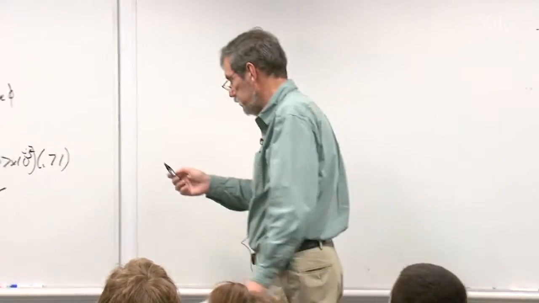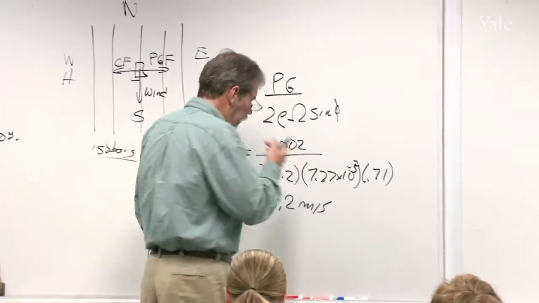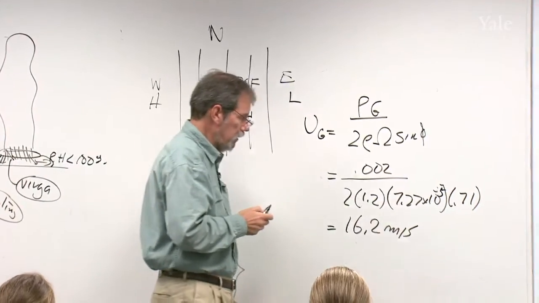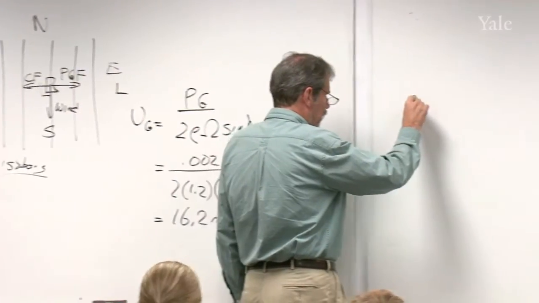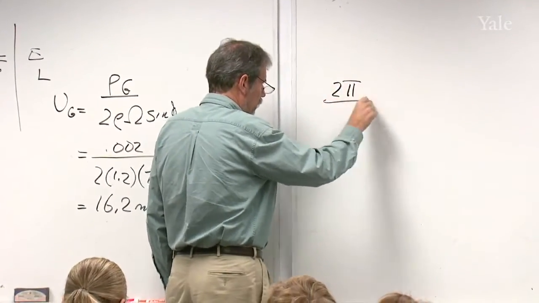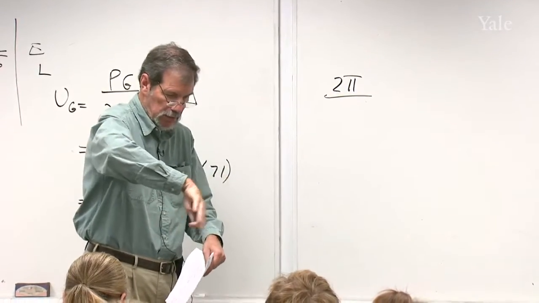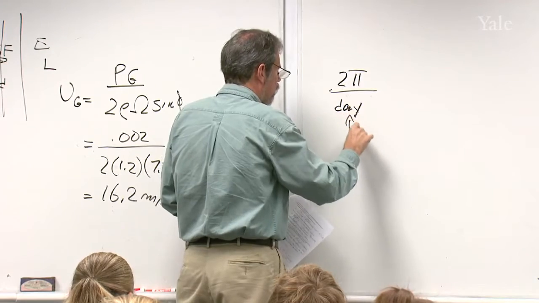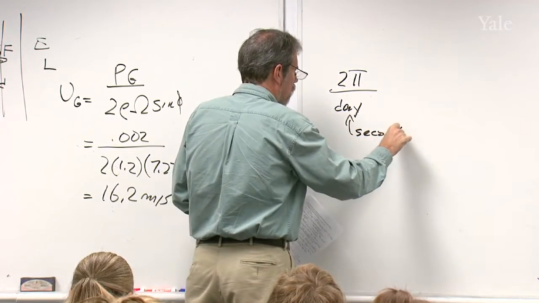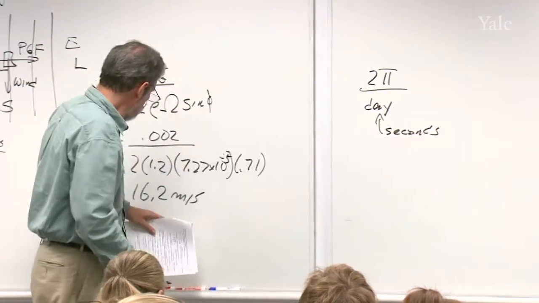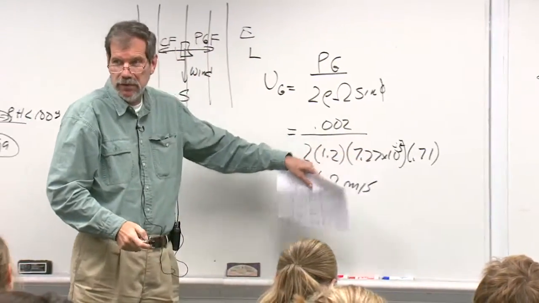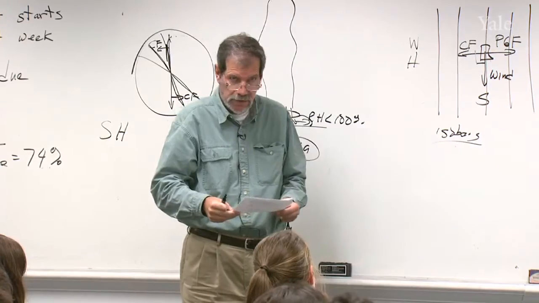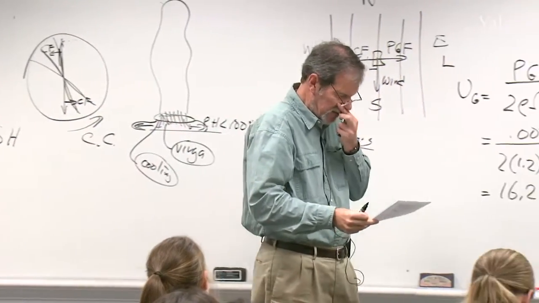I gave you that constant on the equation sheet, but if you ever need it and can't remember it, just take 2 pi, which is the number of radians in a circle, and divide it by the length of a day expressed in seconds. And you'll get that number, 7.27 times 10 to the minus 5. So it's just the rotation rate of the Earth, basically, expressed in radians per second.